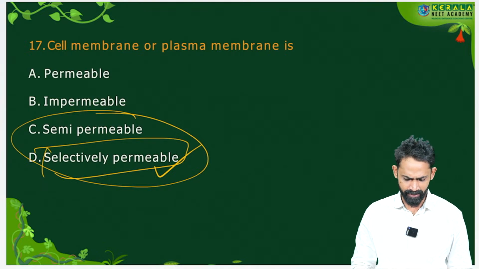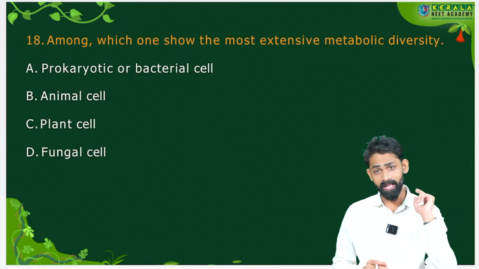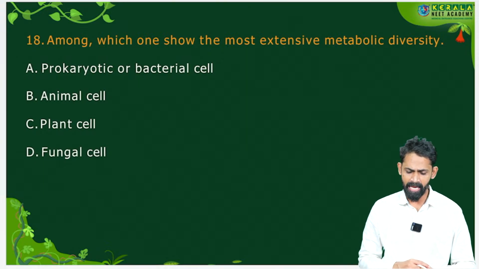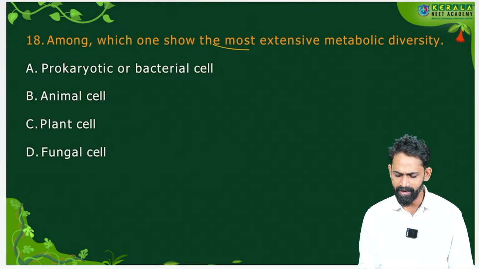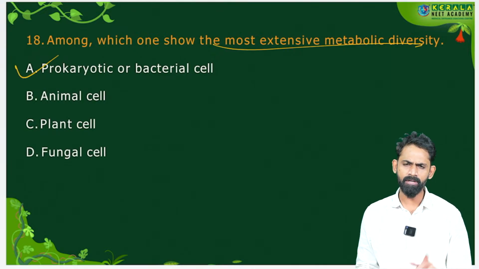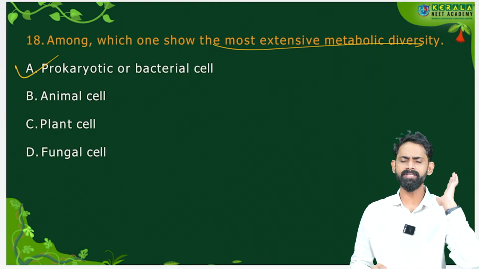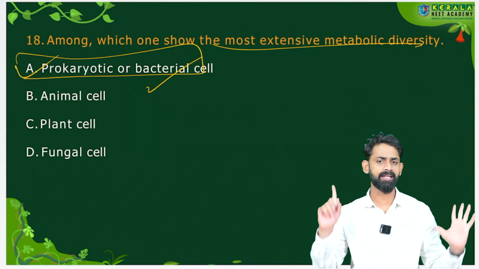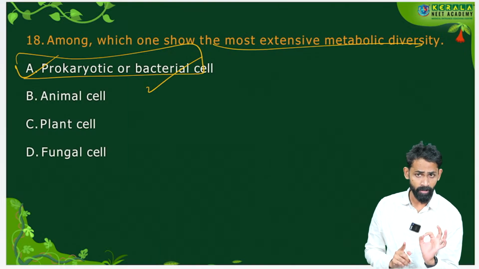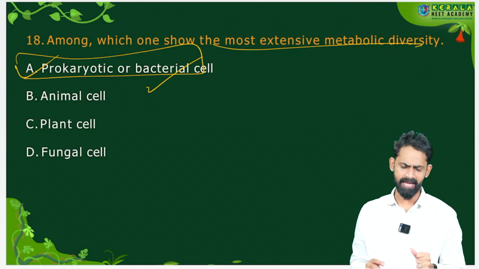Next one is a question I took from biological classification. Among these, which one shows the most extensive metabolic diversity? That is absolutely not animals. The most extensive metabolic diversity is observed in bacterial cells, the prokaryotic cells. Nice question, asked one time. I took it and placed it in the cell.